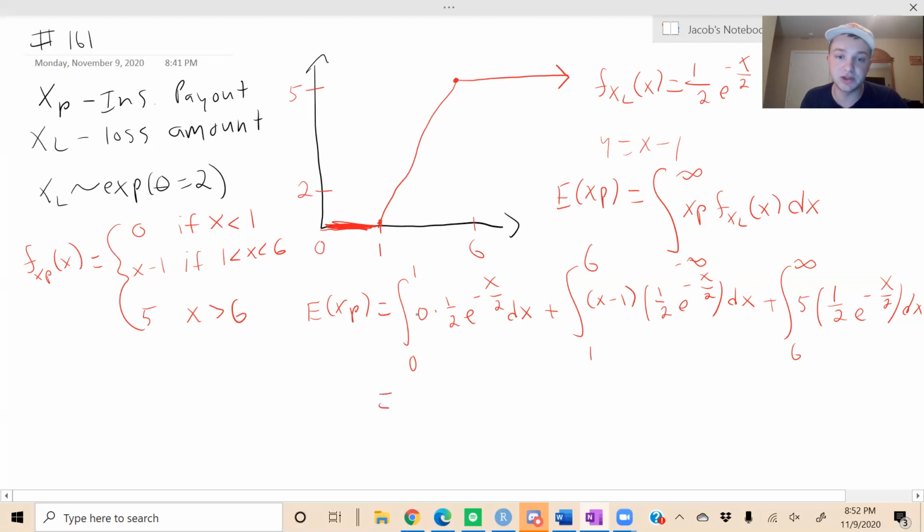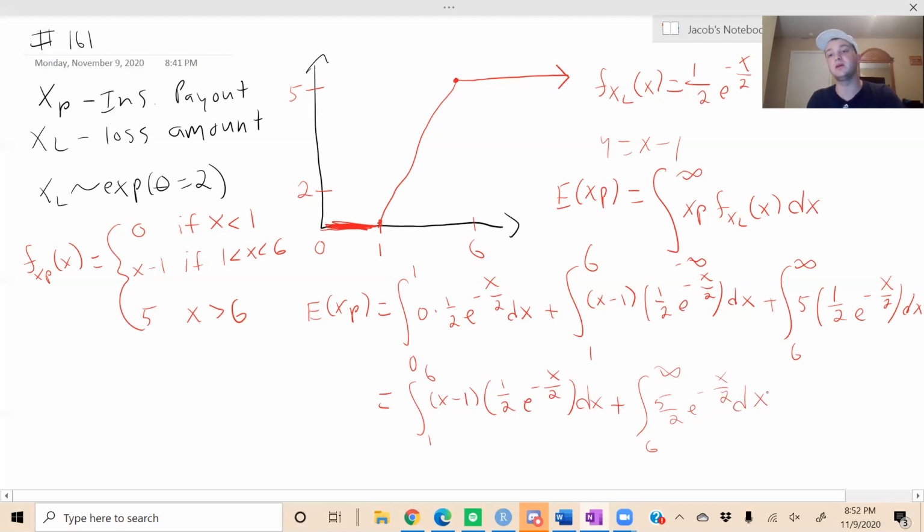So this is equal to, we disregard this one. So 1 to 6 of X minus 1 times the density, 1 over 2, e to the negative x over 2 dx, plus 6 to infinity of 5 halves e to the negative x over 2 dx.